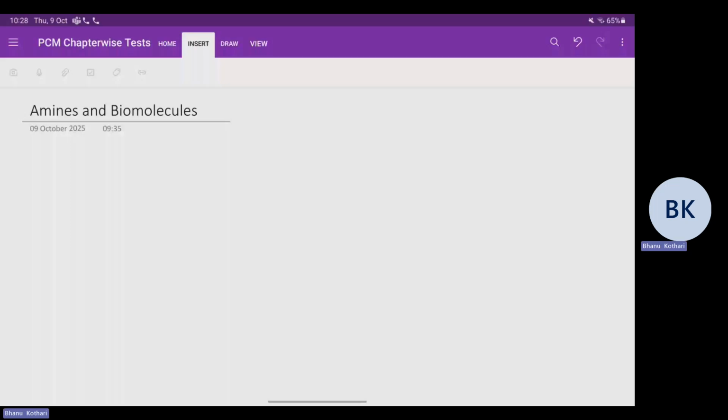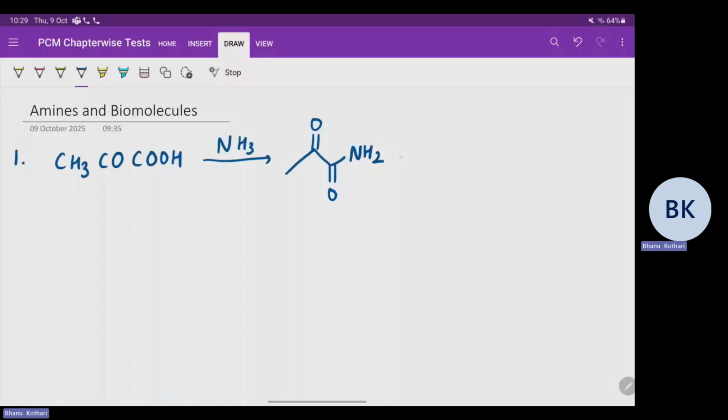Right. In the second step, we have a reduction reaction: hydrogen in the presence of palladium. What will be this reaction? Now, hydrogen in palladium is not a strong reducing agent, so it will not be able to reduce the amide. But this ketone group will be reduced. Okay, ketone will be reduced to secondary alcohol. So the product that we'll get will be CH3CH2CONH2, which is given in option C.